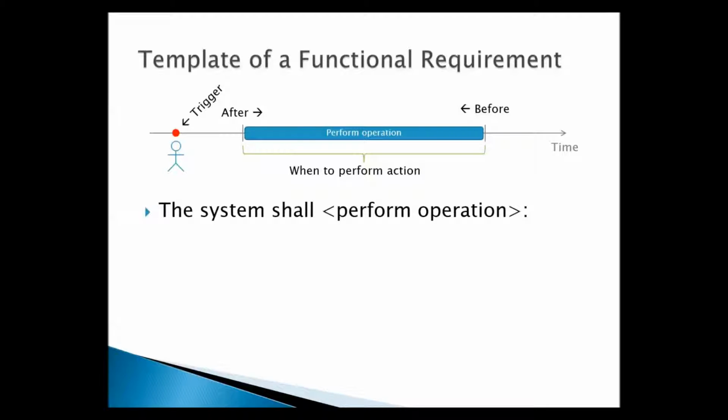The first line of the functional requirement is the operation the system is to perform. The requirement statement starts with, "The system shall." This indicates the system is to perform this operation.